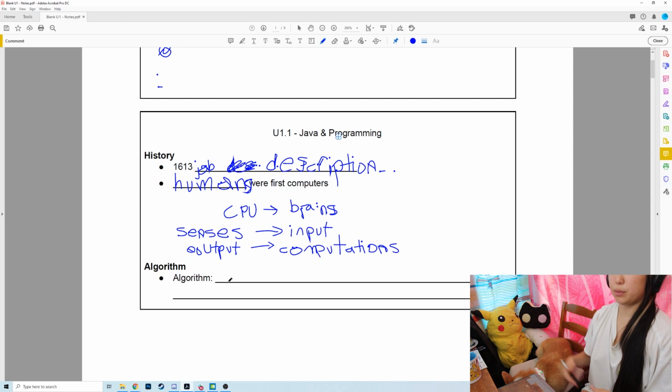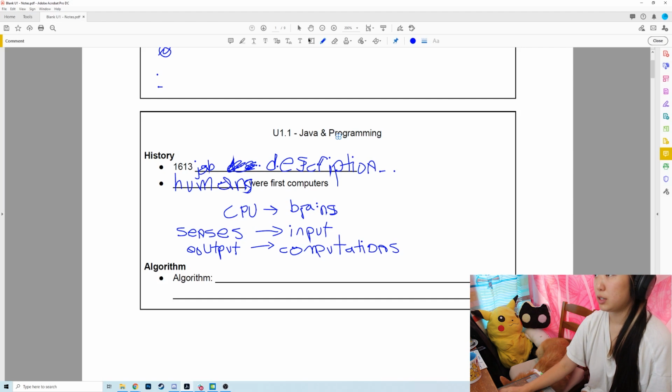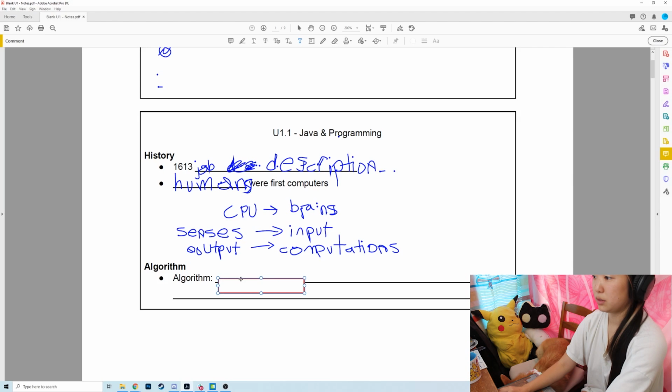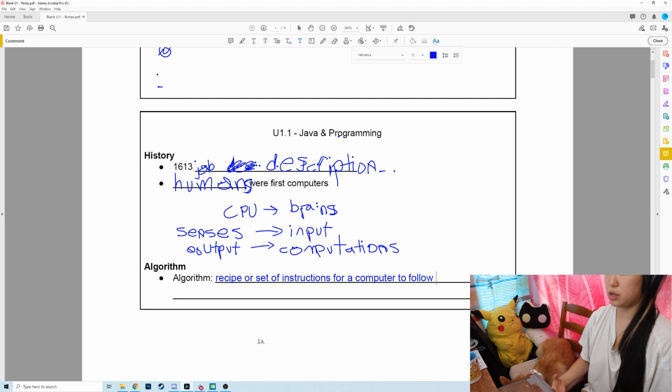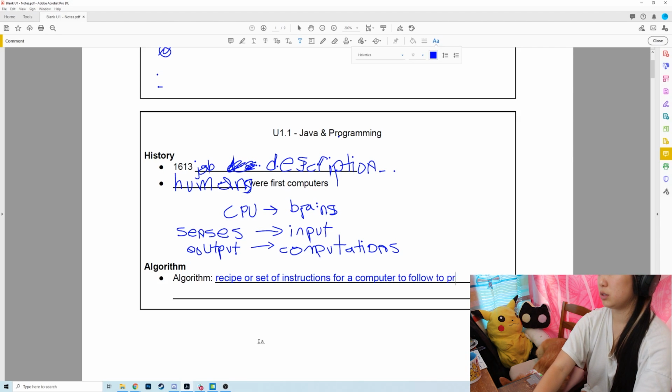So what is an algorithm? Take a few seconds to think about what you have heard in your old classes or from around that has talked about algorithms. What do you think algorithms are? Take a few seconds and then I'll type it out. So algorithms are simply a recipe or set of instructions for a computer to follow. And usually these are followed to produce a certain result, a wanted result.